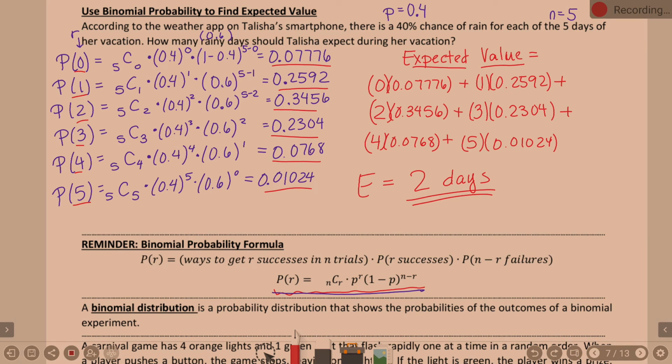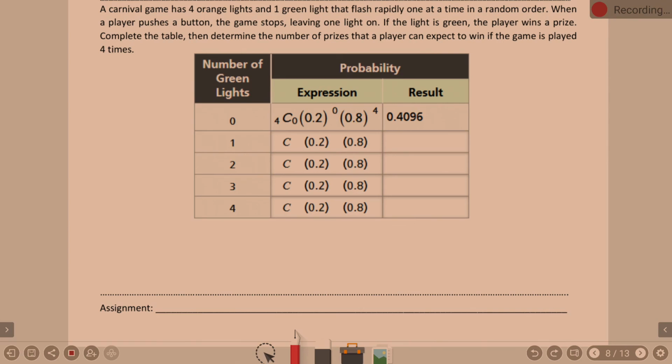Okay, guys. We have one other example here. Now, I will say on this other example, and I'm almost tempted to forego it, this other example is really kind of what we were just doing, just they already filled in some of the numbers. A carnival game has 4 orange lights and 1 green light that flash rapidly one at a time in a random order. When a player pushes a button, the game stops, leaving 1 light on. If the light is green, the player wins a prize. Complete the table, then determine the number of prizes that a player can expect to win if the game is played 4 times.